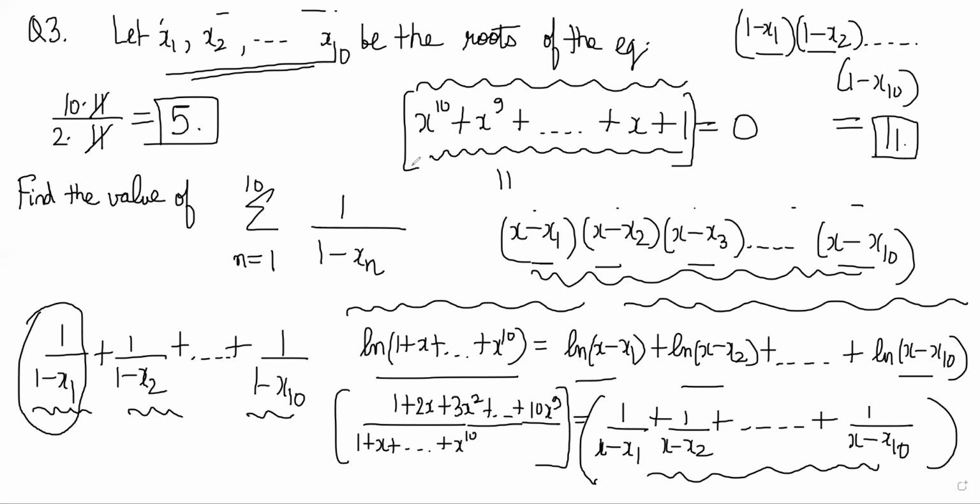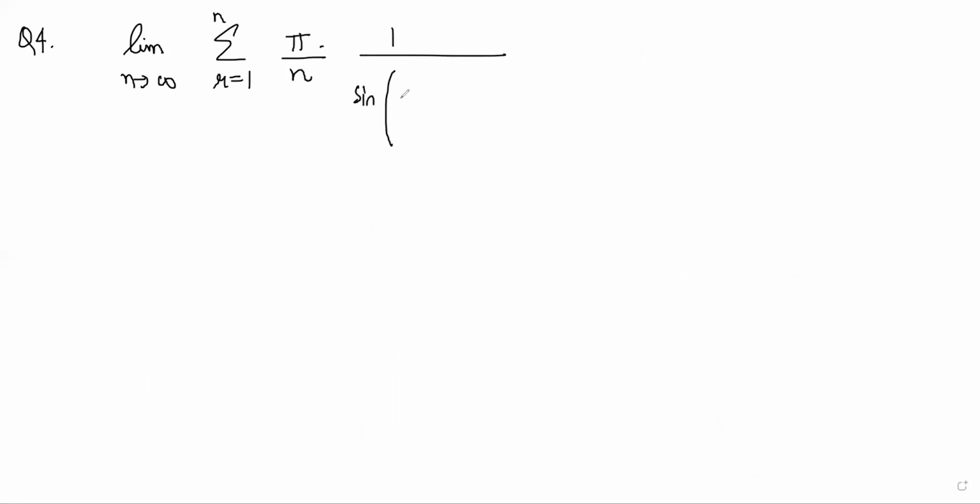Then the next one is this. Find the value of limit n tends to infinity summation r is equal to 1 to n of pi by n into 1 by sine of (n plus r) pi by 4n. Find the value of this limit.